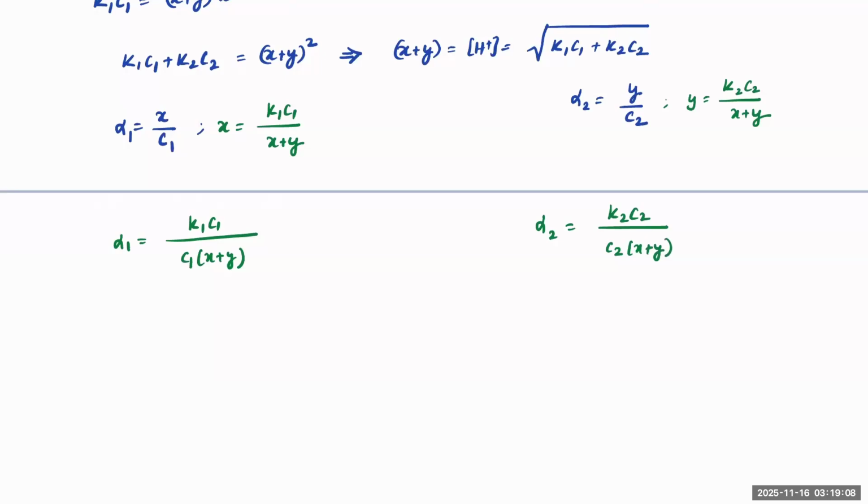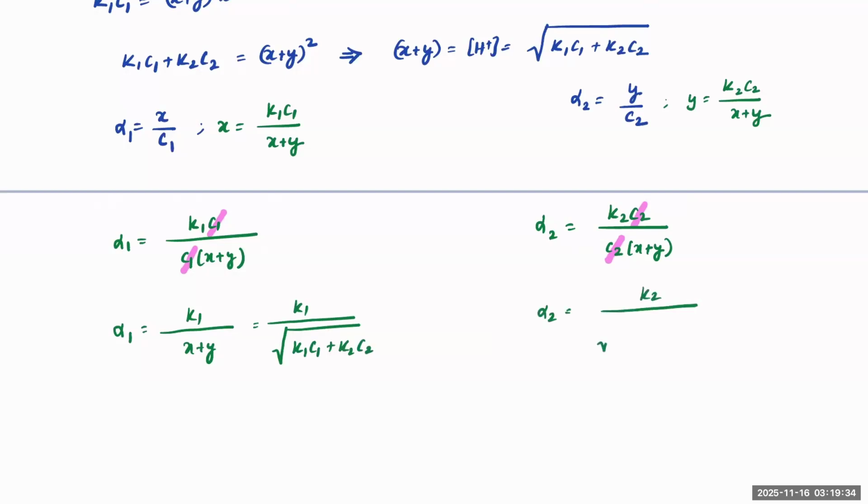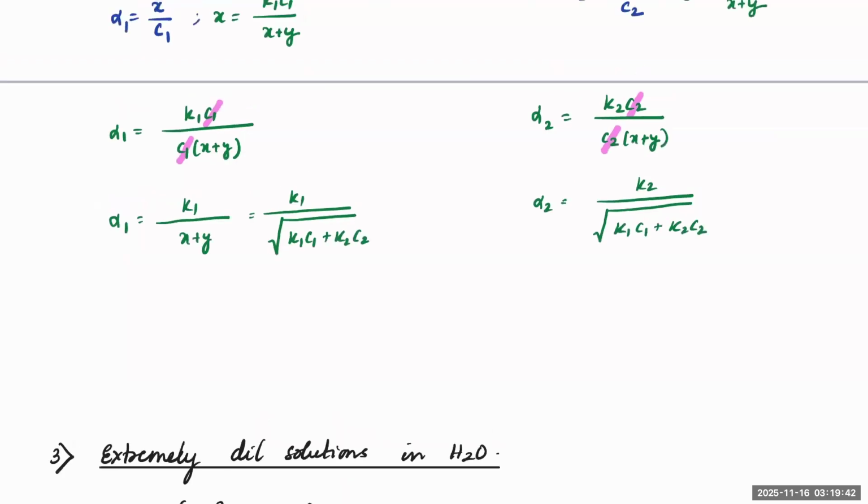And you can clearly notice that here we can cancel C1 and C1, and here we can cancel C2 and C2. So therefore alpha 1 is equal to K1 by (X plus Y), and X plus Y we have already calculated. So K1 by under root of K1 C1 plus K2 C2, and alpha 2 will be equal to K2 by under root of K1 C1 plus K2 C2. That's how we can get alpha 1 and alpha 2.